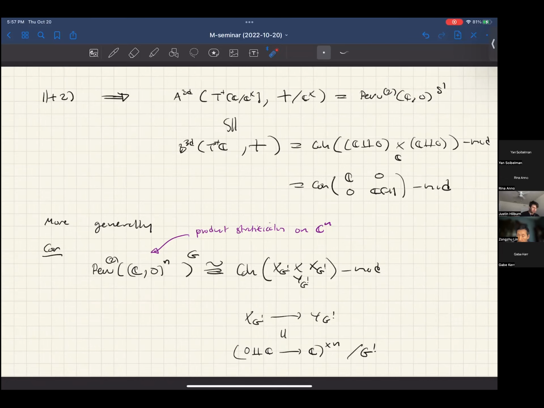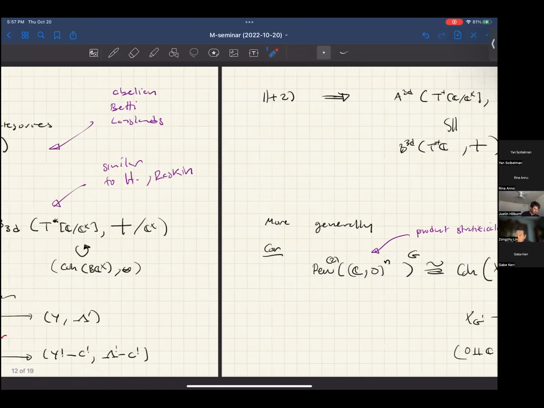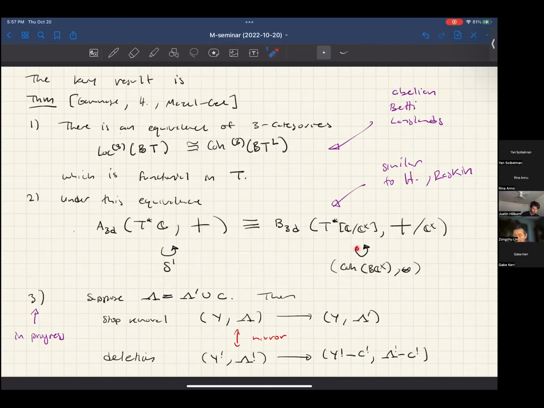So this 1 + 2 implies that I know what it is to have an S1 action on perverse Schobers, and in particular, one can just gauge that action, or you can take invariants for it. And that's going to be my definition of what it is to have the 3D A model of T star C mod C star with the same skeleton. So this is the mirror situation to what I was looking at before.